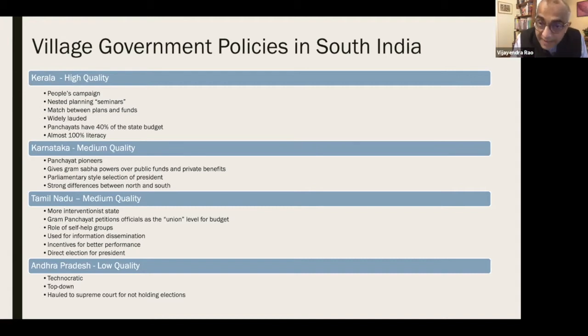It's very low quality panchayat systems. They basically tried to destroy the panchayat system by centralizing everything. They in fact didn't hold elections for a long time for the panchayat system till they were dragged to the Supreme Court and forced to do it. So it's a very technocratic, top-down state that tried hard to destroy the panchayat system. The Supreme Court forced them to have elections and to have Gram Sabhas, but they wouldn't have done it otherwise.